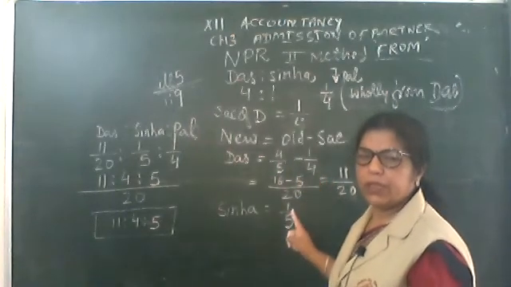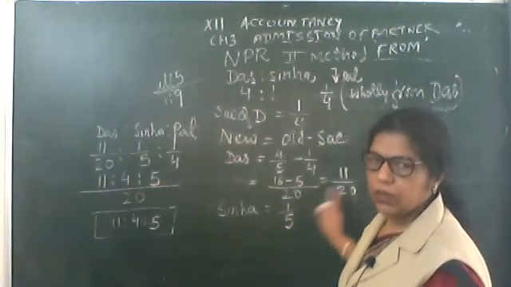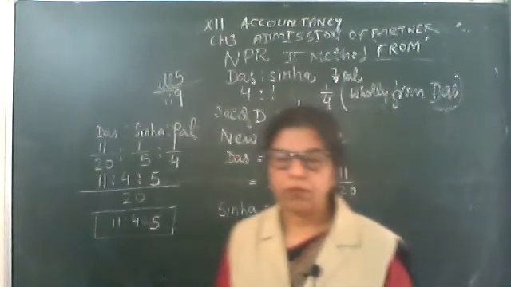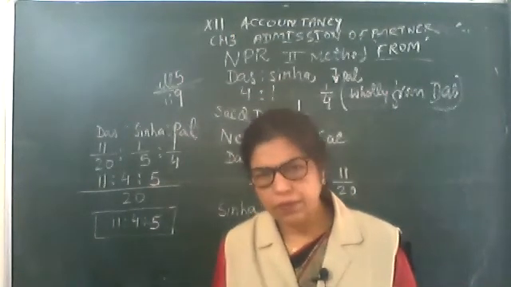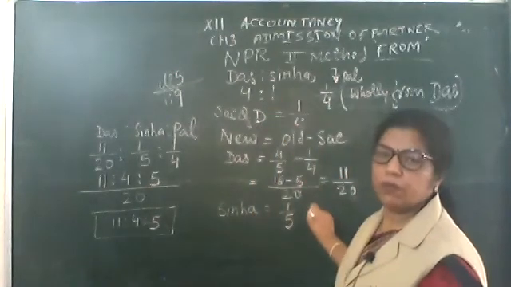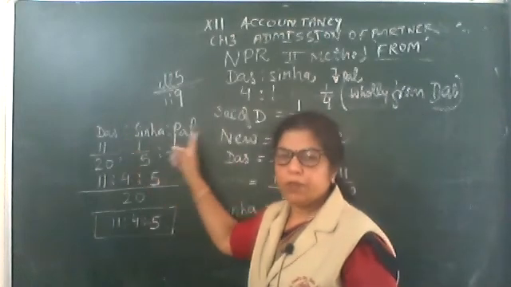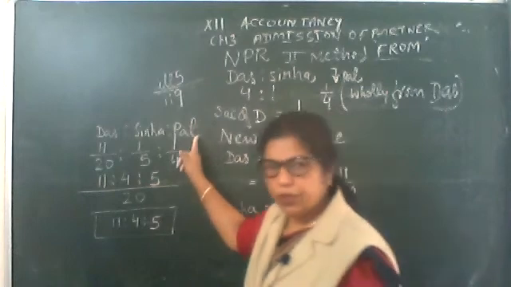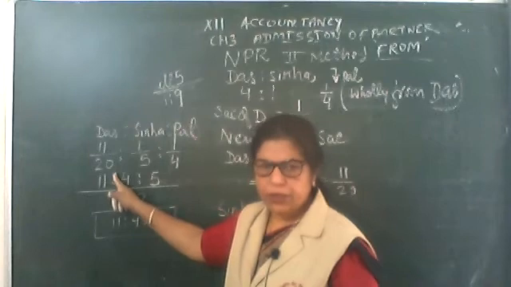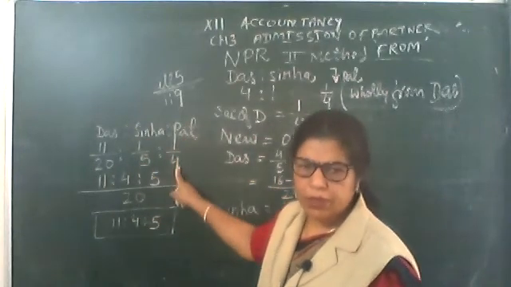Now you will take the LCM. Got it? Okay. Now Sinha's old share will be the same as the new share. You can calculate. Old share was 1 by 5 and sacrifice 0. It means 1 by 5. Now keep these partners in the same line with the new partner also. Good. Das 11 by 20, Sinha 1 by 5, Pal 1 by 4.